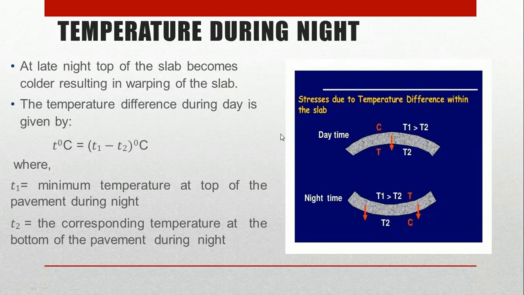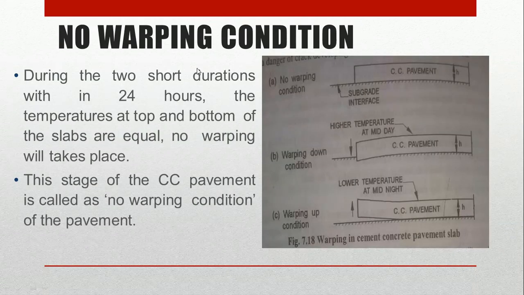The same thing has been explained with a different figure, daytime as well as the night time, showing the variation of T1 and T2. In the daytime we have the maximum temperature at the top, and at night time we have the maximum temperature at the bottom, and the upper surface has been cooled during the night time here. So you can easily observe what we mean by warping and no warping condition.